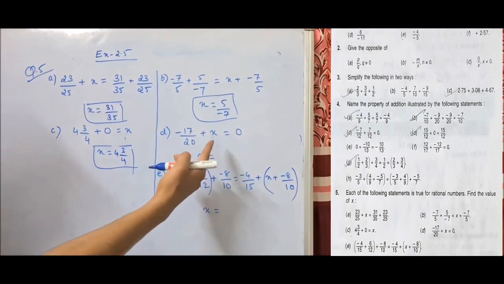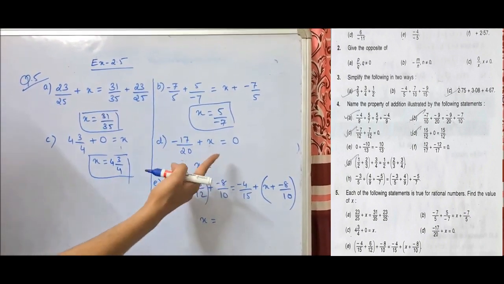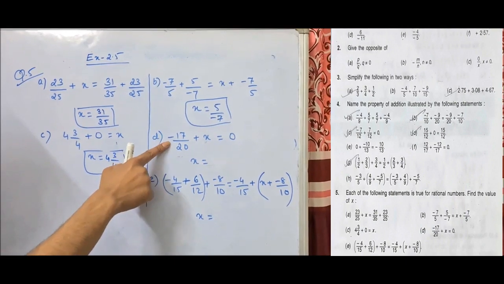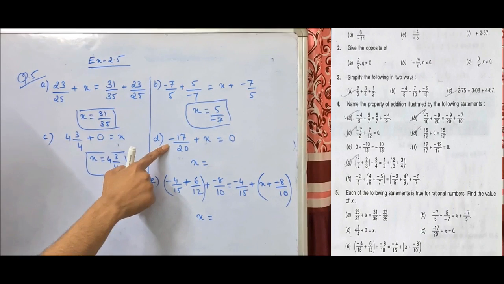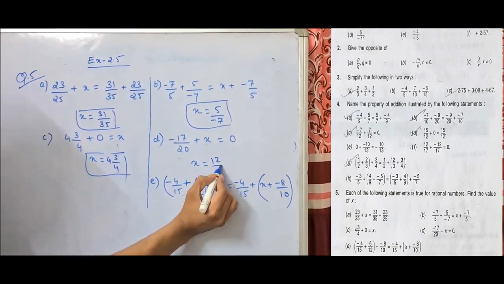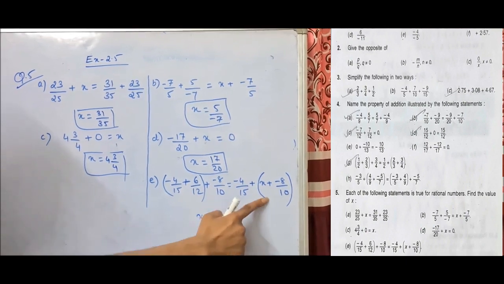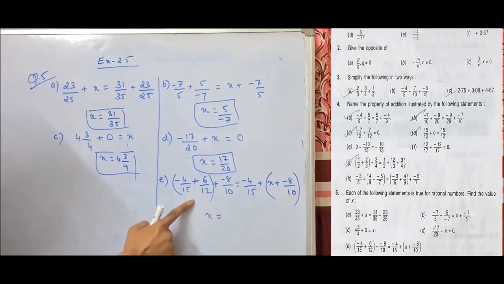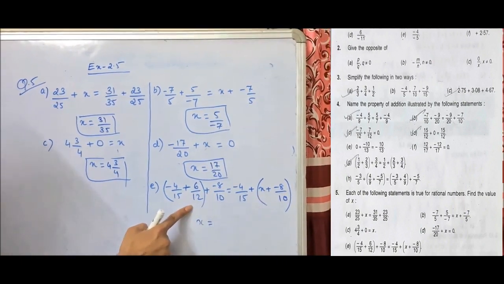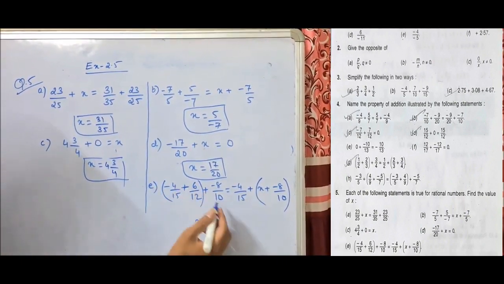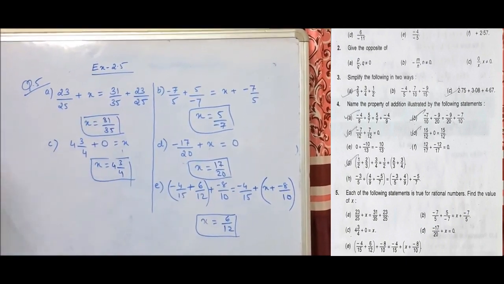Coming down to the next part, here also this is not an additive identity, this is an additive inverse. Because if you add the additive inverse of the same rational number, the answer will be 0. So what will be the additive inverse of minus 17 by 20? That is plus 17 by 20. Next, here you can see that this is the grouping property. They have changed the group. So according to the group, what is the value of x, which is not mentioned over here? That is 6 by 12. So in this way, we have calculated the value of x.